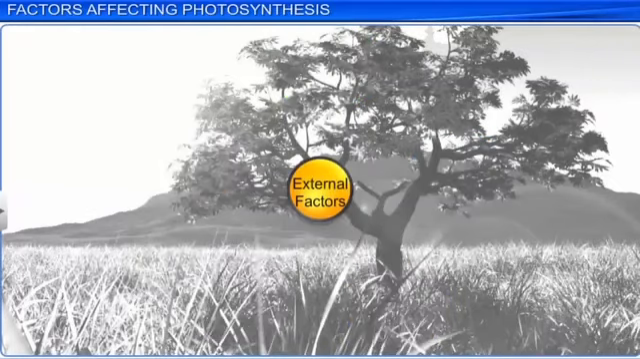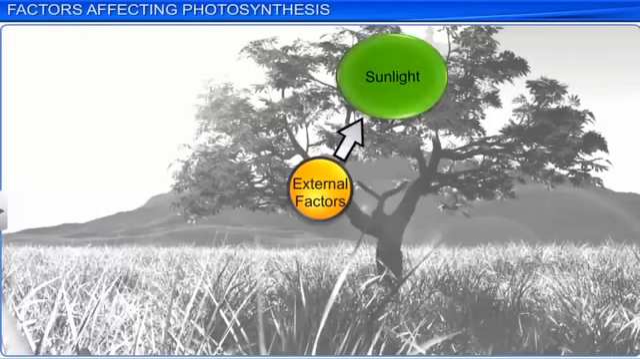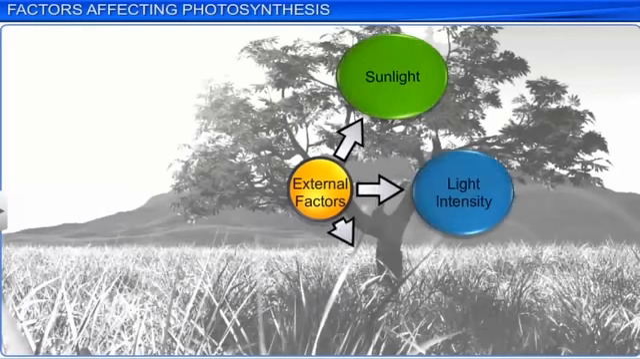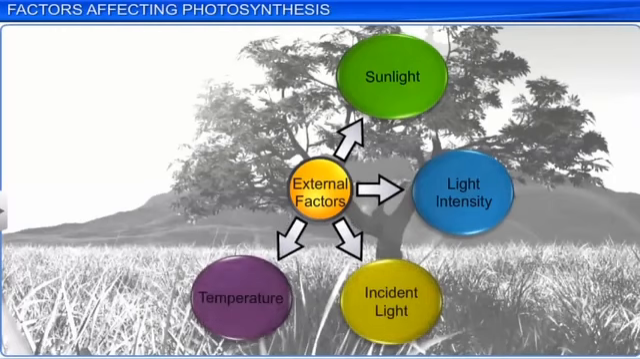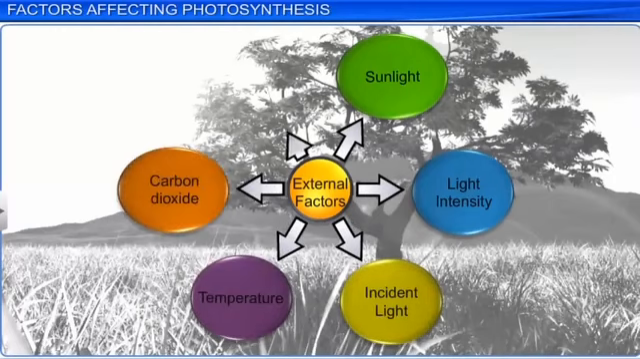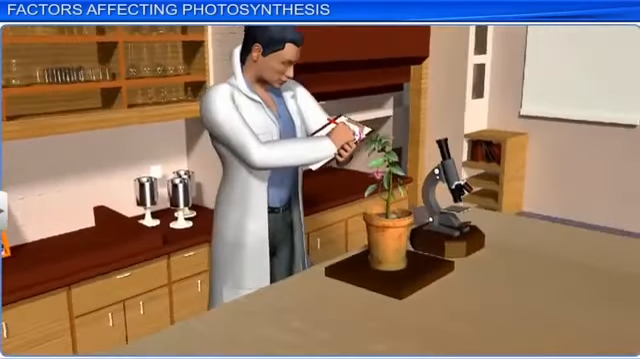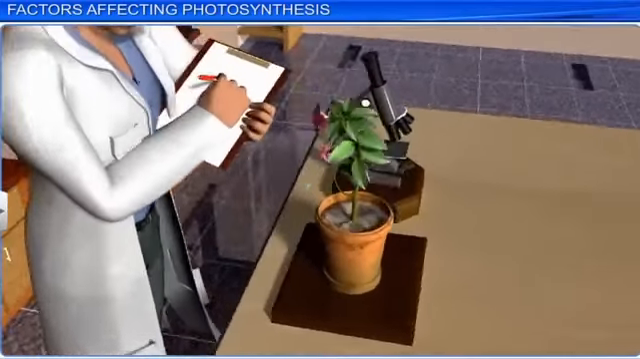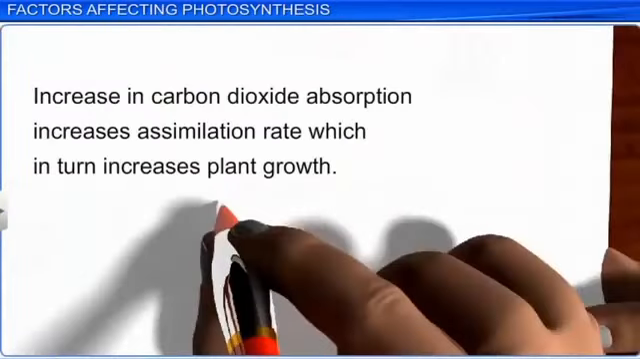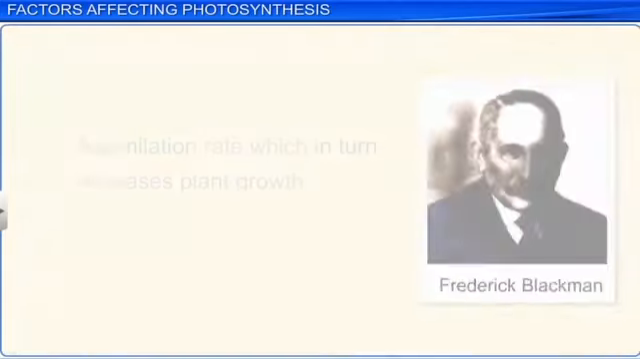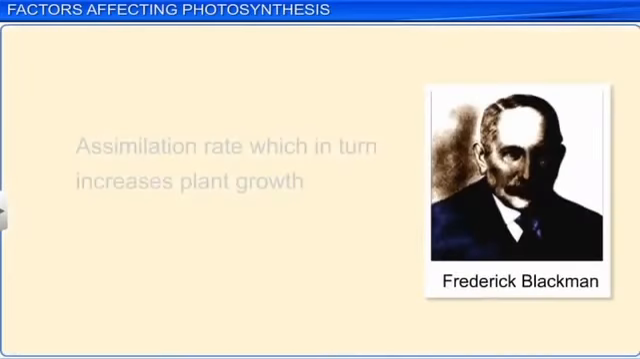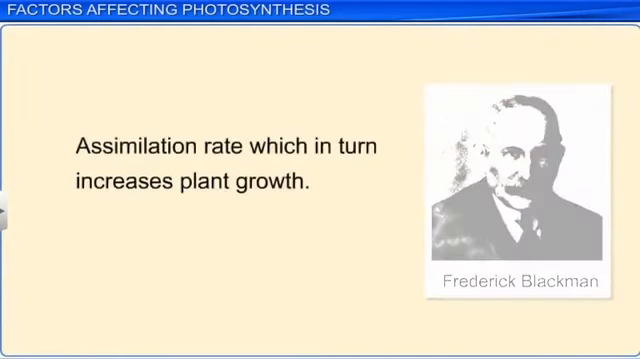External factors, on the other hand, include the availability of sunlight, light intensity, incident light, temperature, carbon dioxide concentration, and water. Initially, scientists assumed that only an increase in CO2 absorption by the leaves during photosynthesis increased the rate of assimilation, leading to increased plant growth. This opinion underwent a change when experiments conducted by Frederick Blackman showed that photosynthesis is affected by other external factors as well.